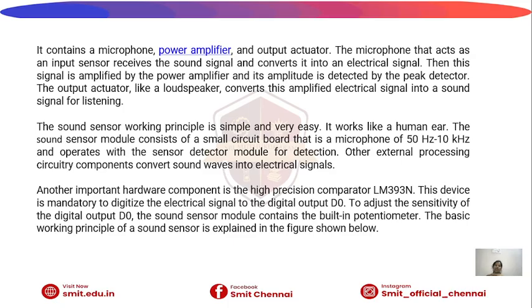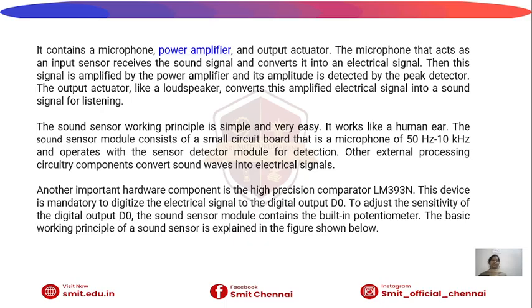The construction of an acoustic sensor has a microphone, a power amplifier, and output actuators. These three components it has mainly. The microphone acts as an input sensor, which receives the sound signal and converts it into an electrical signal. Then this signal is amplified by the power amplifier, and its amplitude is detected by the peak detector.